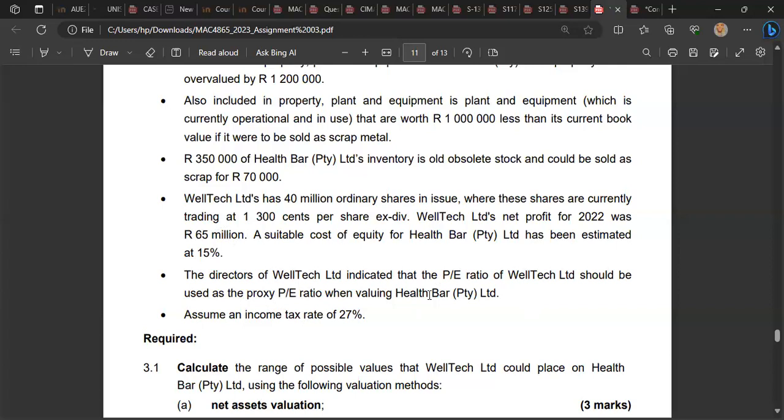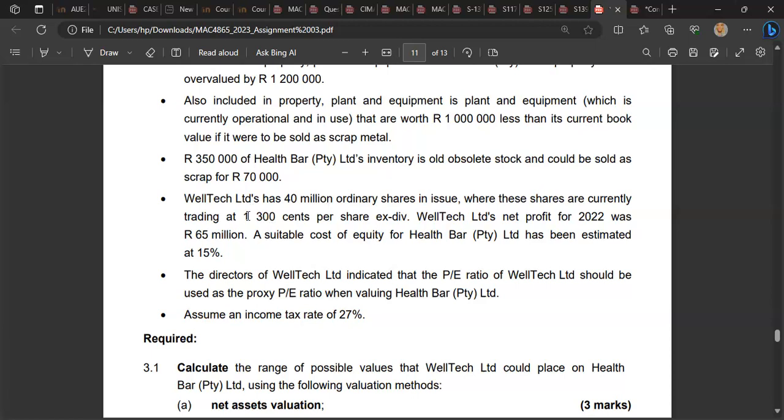So what's the price earnings? Therefore, what would be the price earnings for WorldCheck? Then we can simply fetch it here. The net profit for WorldCheck was 65 million, right? So that is the earnings. Then what's the market price? It's basically 1,300 cents, right?